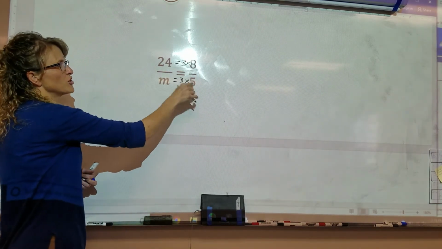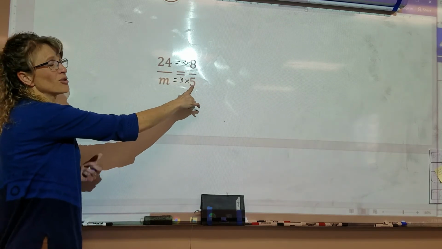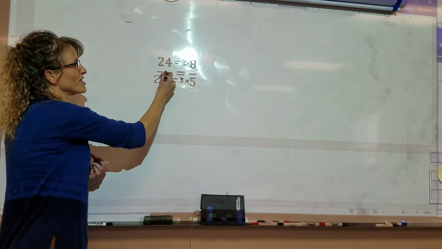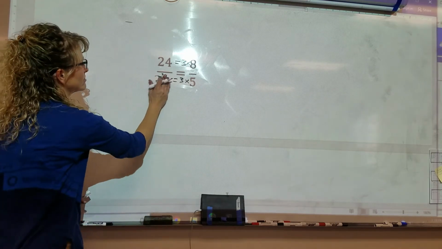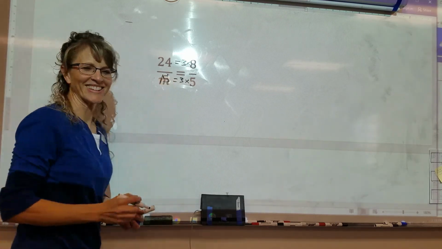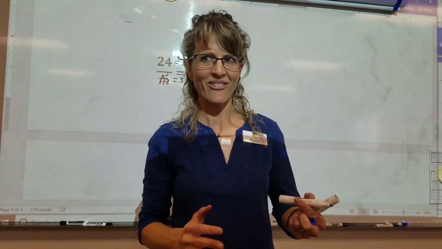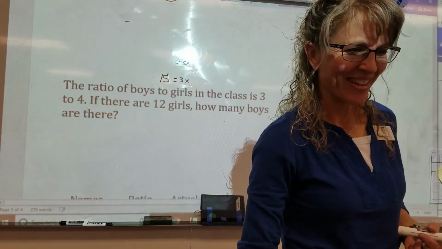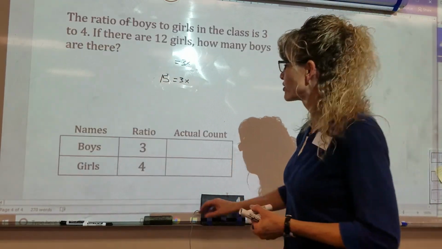Awesome. Straight across, you can see the relationship. 8 times 3, do the same thing to the 5. So it would be 15. Everyone had 15. Okay, good job. Let's do a boys to girls ratio.